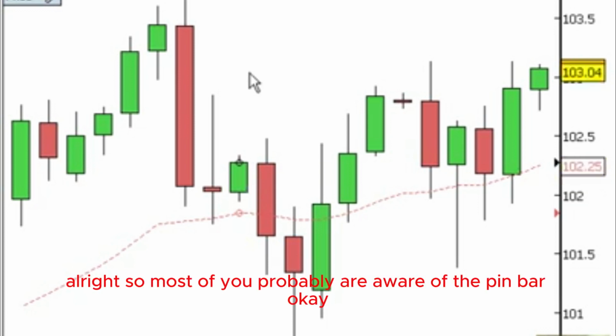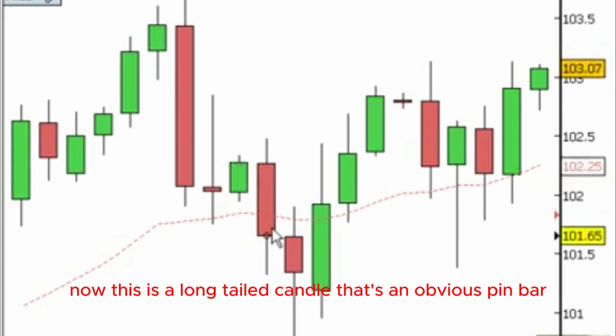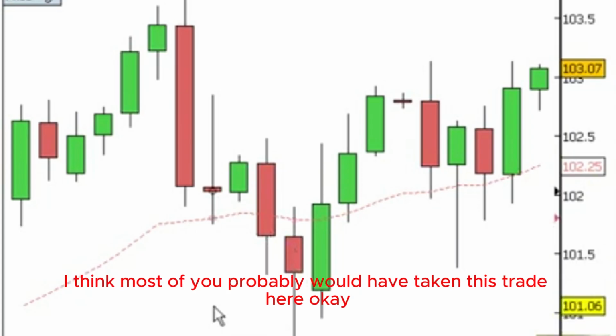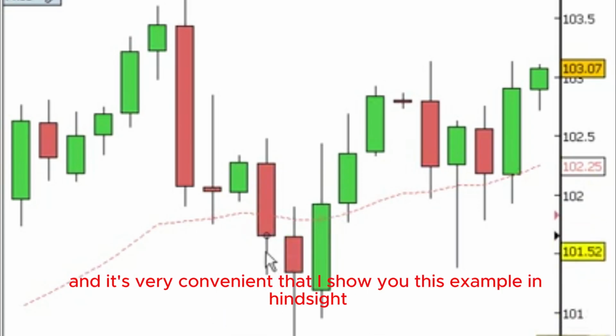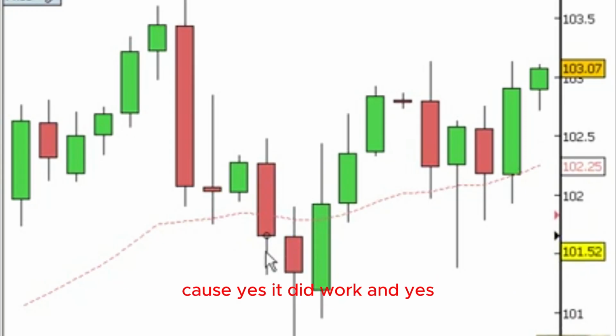All right, so most of you are probably aware of the pin bar. Now this is a long-tailed candle. That's an obvious pin bar. I think most of you would have taken this trade here. Okay, and it's very convenient that I show you this example in hindsight, because yes, it did work, and yes, it was a very large pin bar.